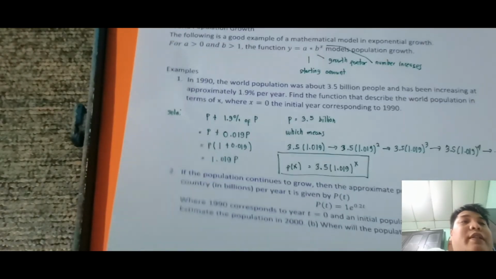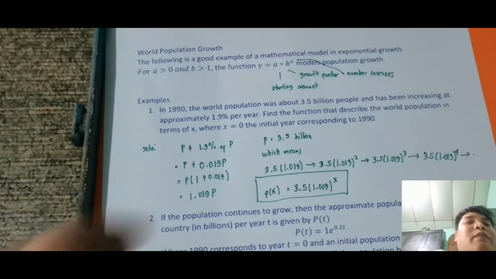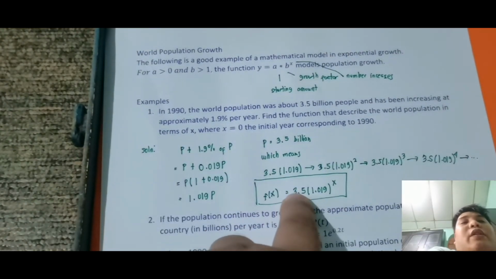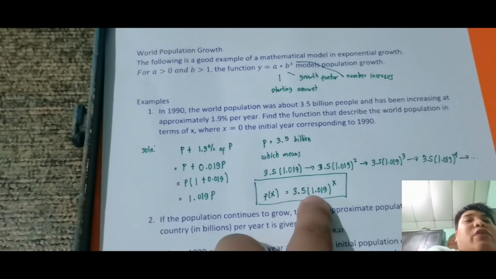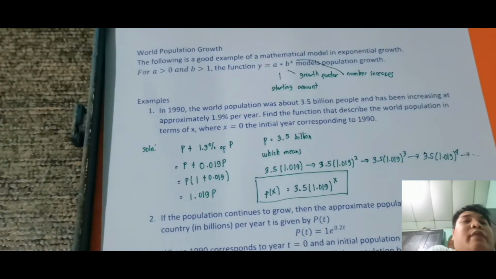So, tanong, siya ba example ng population growth? Yes, siya example ng population growth. Bakit? May starting amount tayo or starting population, pero may growth factor tayo which is 1.019 per year. So, ito yung number of years na tinutukoy niya.